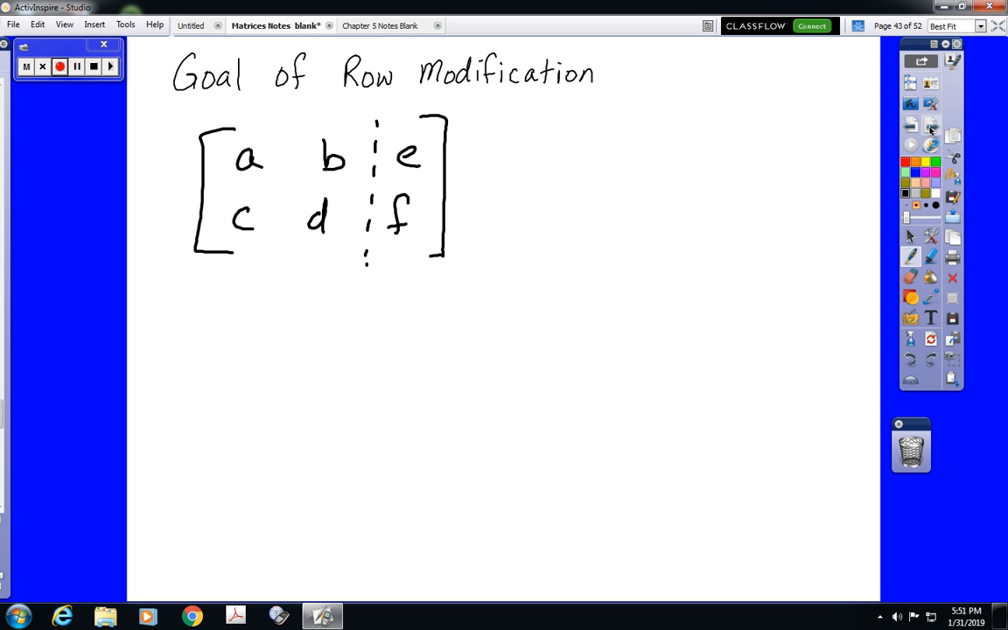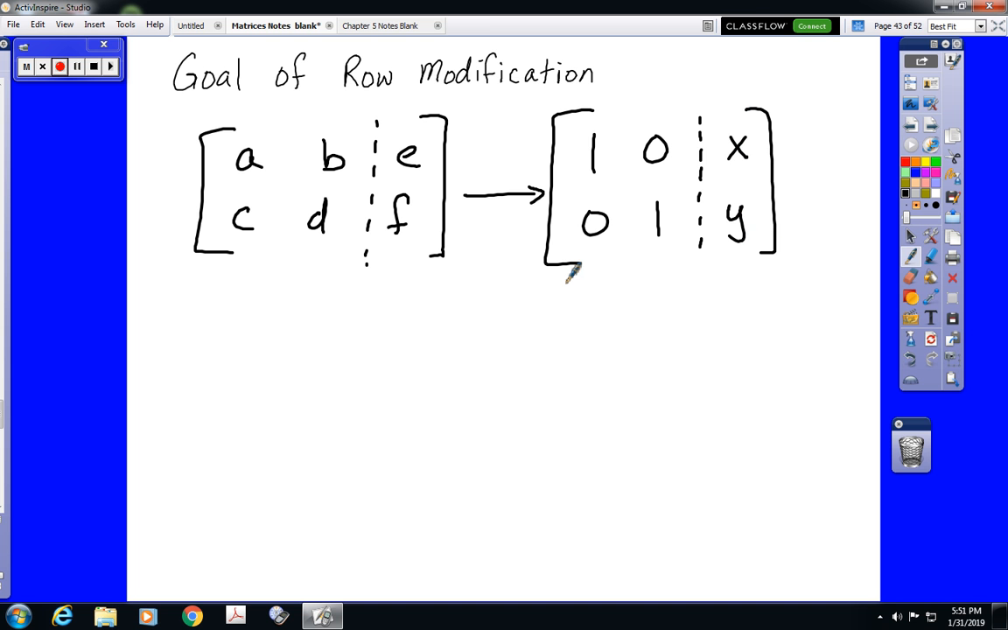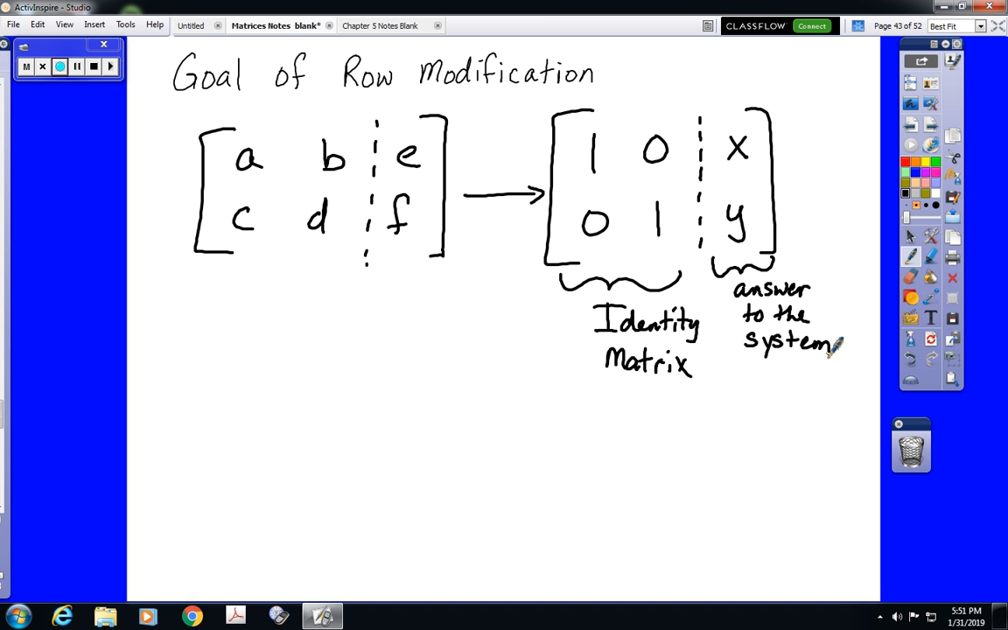Now you might wonder, okay, but what's the point? Well, the goal of row modification is to take that original augmented matrix and turn it into the identity matrix augmented with a pair of numbers. If we can get the identity matrix to be where the coefficient matrix starts, then these will be the answer to the system, x, y. So that's the goal. We want to modify the original augmented matrix into an augmented matrix where you have the identity matrix attached to an answer column.